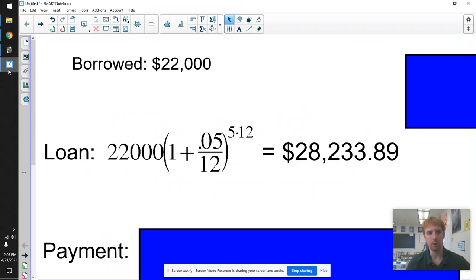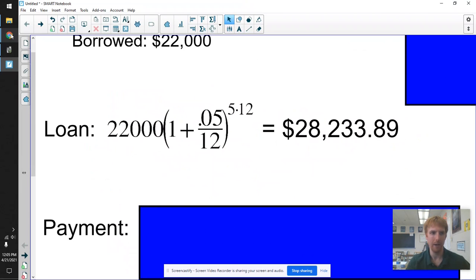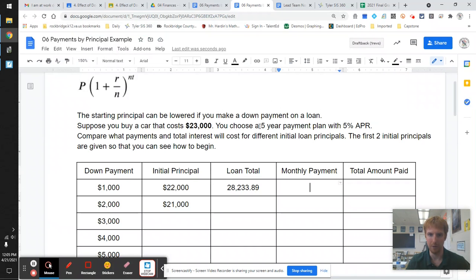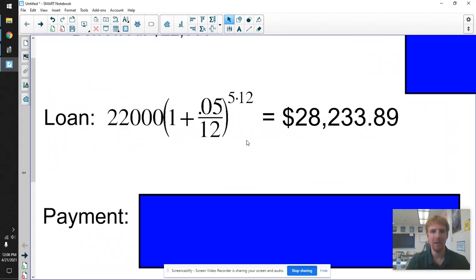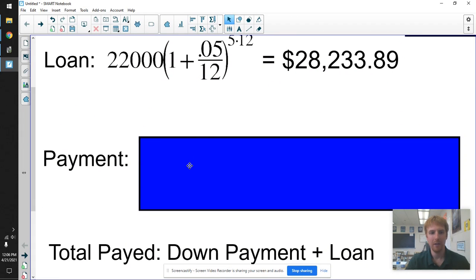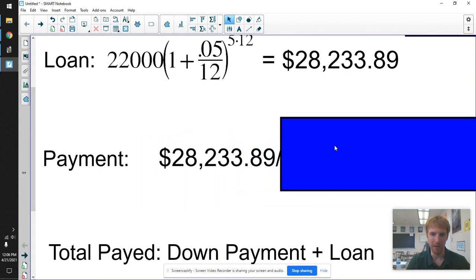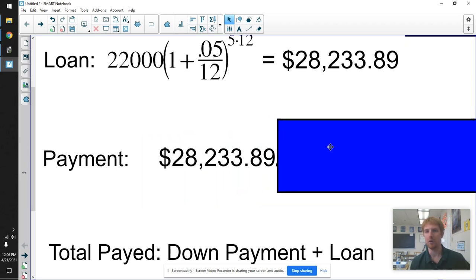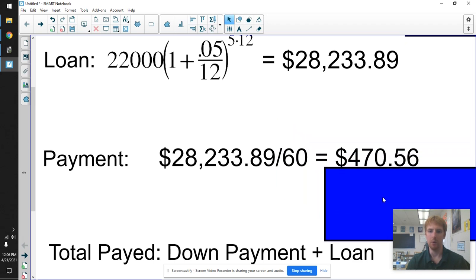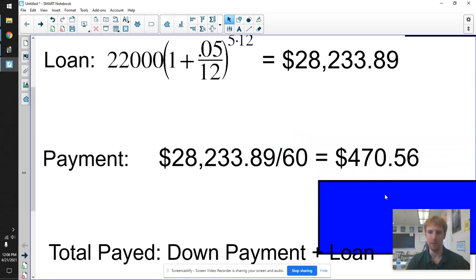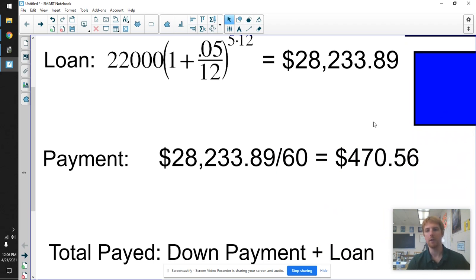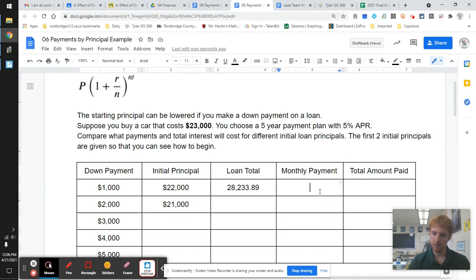Monthly payment, we're going to make 60 payments. Now I know that because it says we're doing a 5-year payment plan. So for the monthly payment, I've got the total I'm going to pay on the loan, not necessarily the car, but I just want to see what I'm paying back on the loan. And I'm paying this over 60 payments, one each month. So divided by 60, you get $470.56. So my monthly payment here is $470.56. So let's get that in.